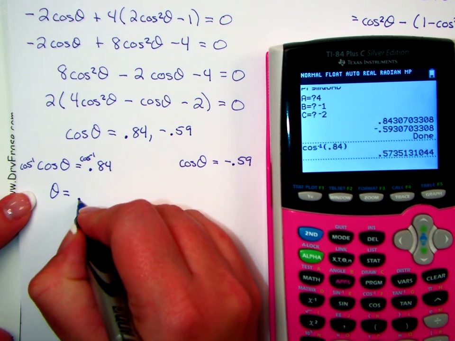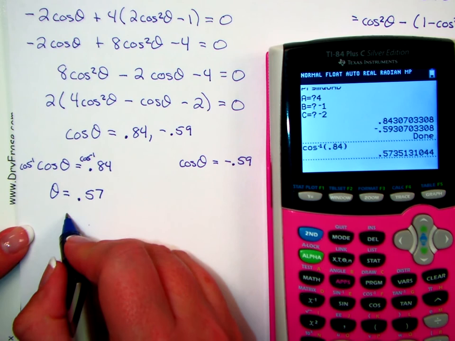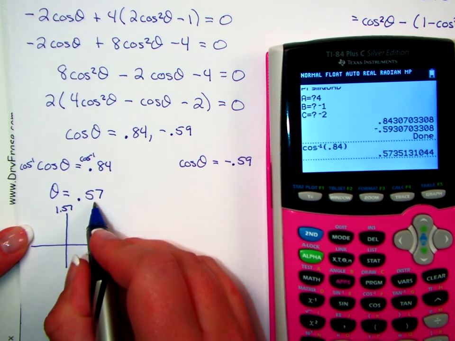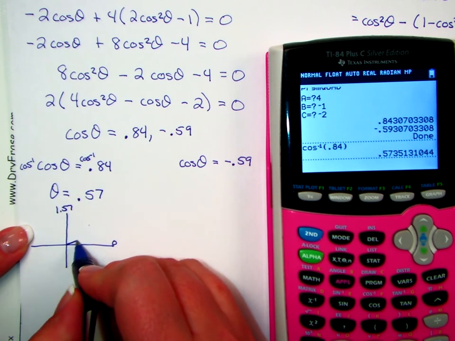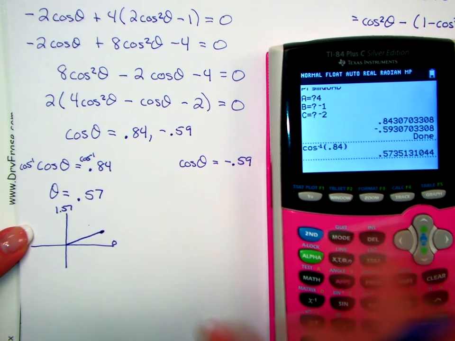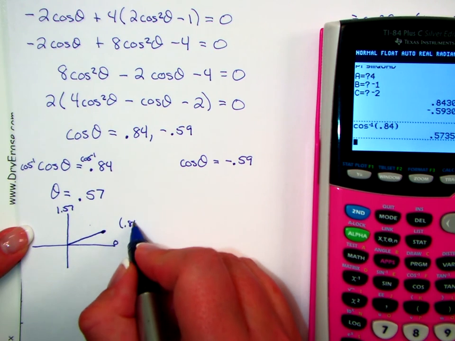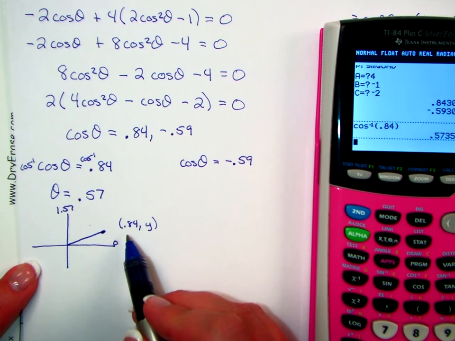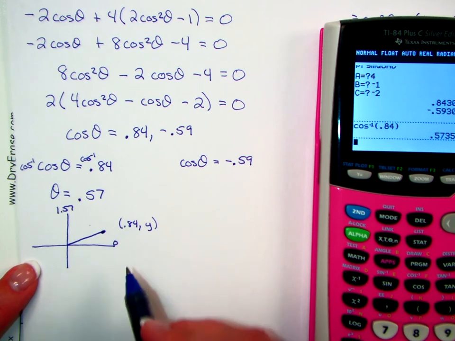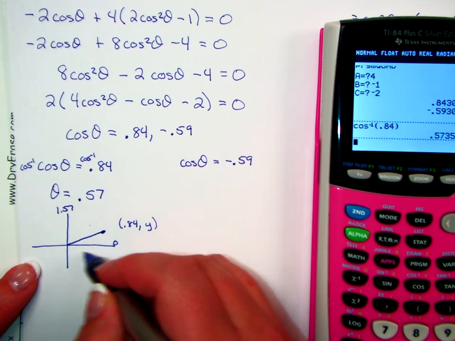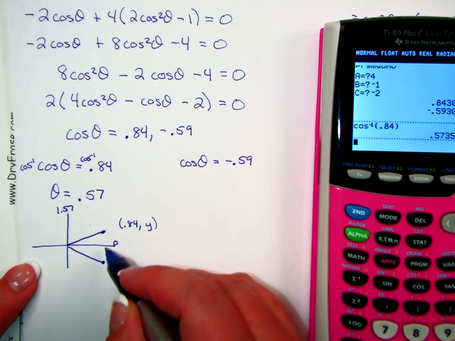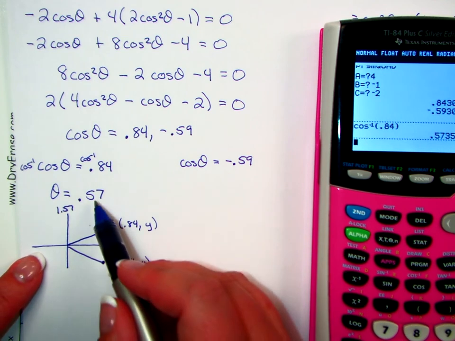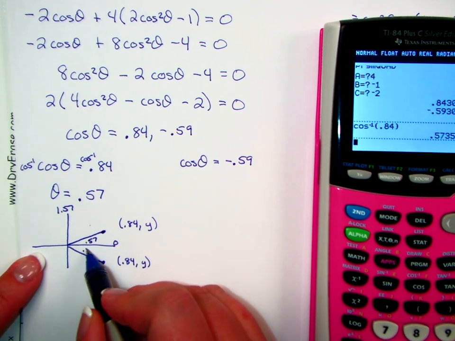So theta equals 0.57. On the unit circle, if this is 0 and this is 1.57, this is like a third of that, so it's a little angle here. This little angle has an x coordinate of 0.84, and some y coordinate that we don't worry about. But where else is the x value equal to 0.84? The x value is equal to 0.84 below the x-axis as well. This is also 0.84, comma some y value. So the angle is 0.57 both times.